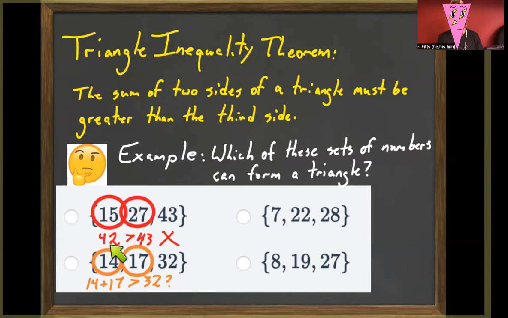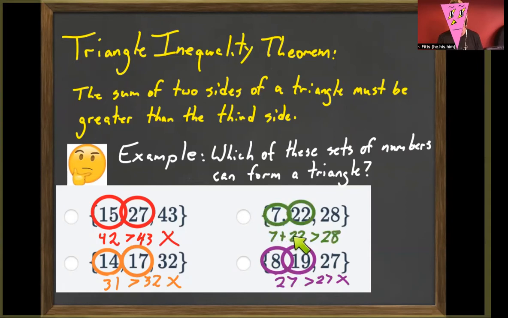How about this one? 14 plus 17, is that greater than 32? Well, 14 plus 17 is 31. No, that doesn't work either. Let's try this one. 8 plus 19, is that greater than 27? Well, 8 plus 19 is 27. No, it has to be greater than the third side, and that's equal to. That's no good. So that doesn't work either. This one must be the right one. 7 plus 22, is that greater than 28? Yeah, that's 29. So 29 is greater than 28. So I could make a triangle out of this one.